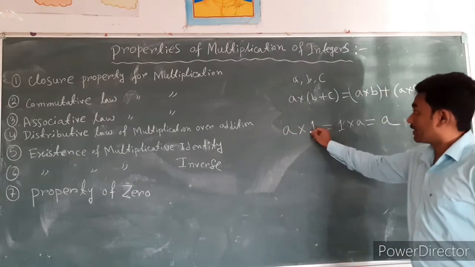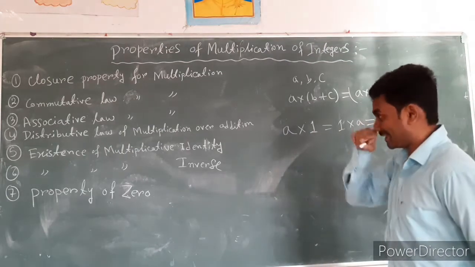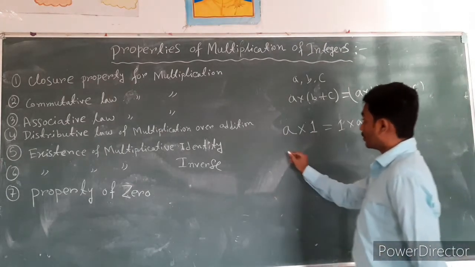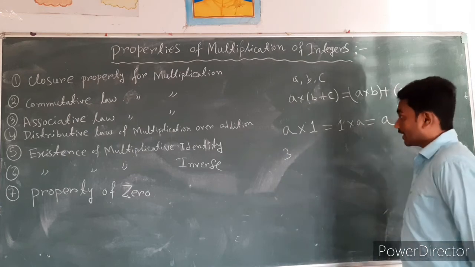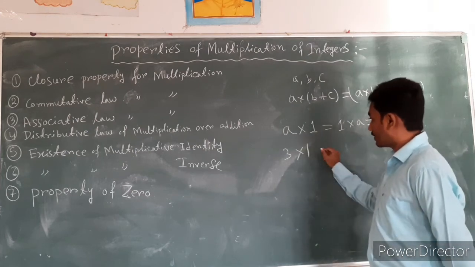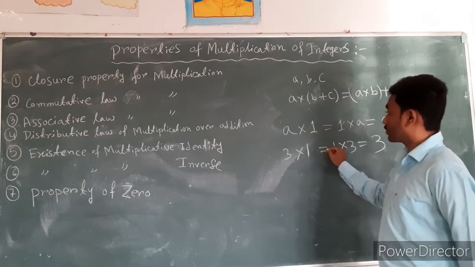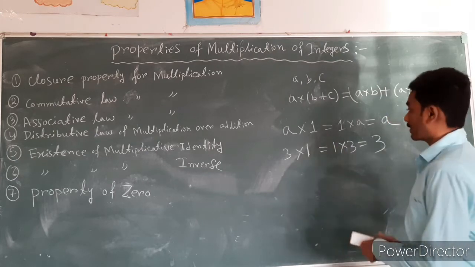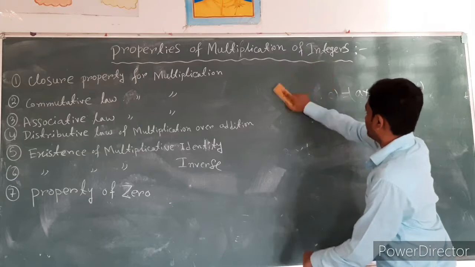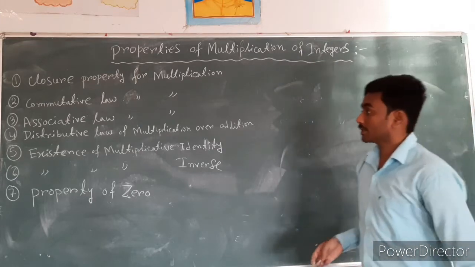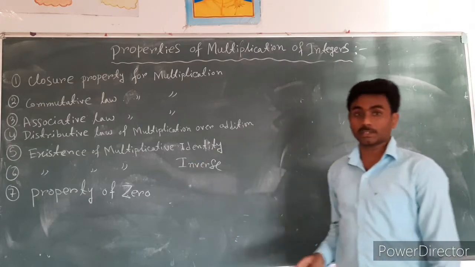Here 1 is the multiplicative identity. So if 3 is any integer, then 3 cross 1 is equal to 1 cross 3 is equal to 3. So 1 is the multiplicative identity. Next, existence of multiplicative inverse.